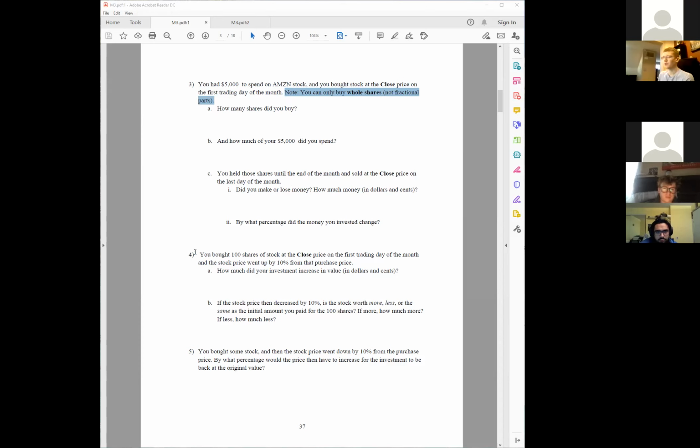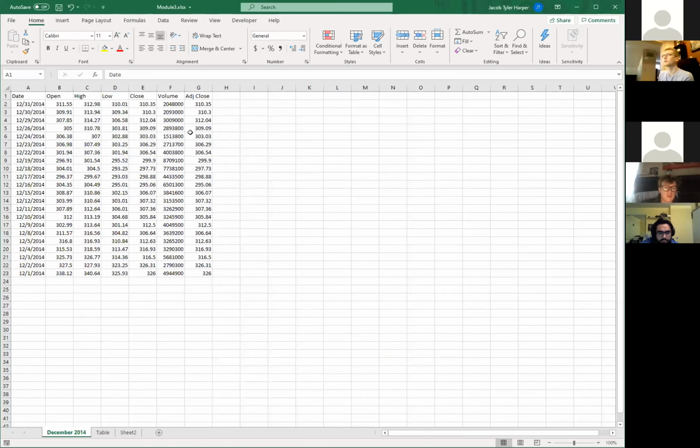And then there's a couple weird percent change ones at the bottom, but they don't use anything new. They're just phrased in a slightly odd way. Okay, let's check out the spreadsheet and go from there.